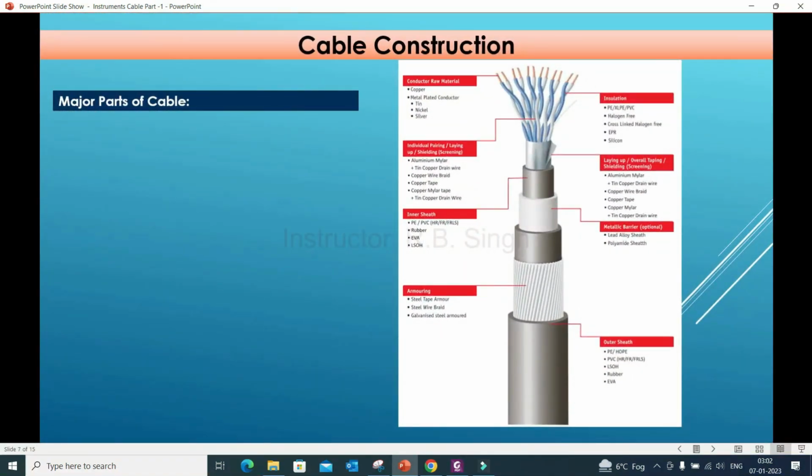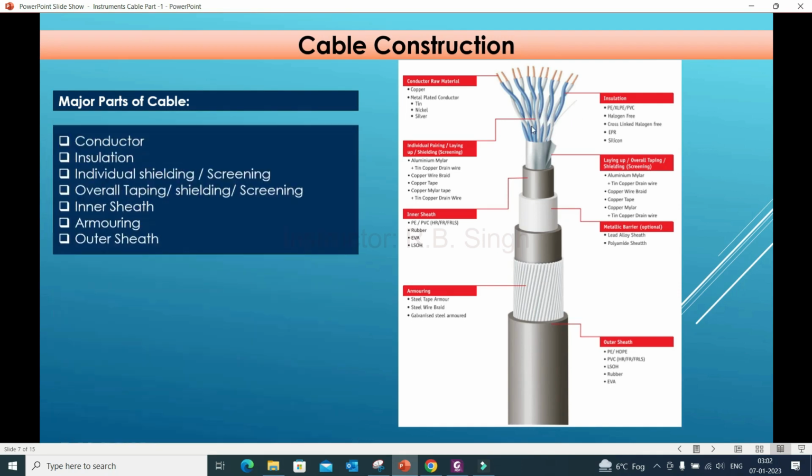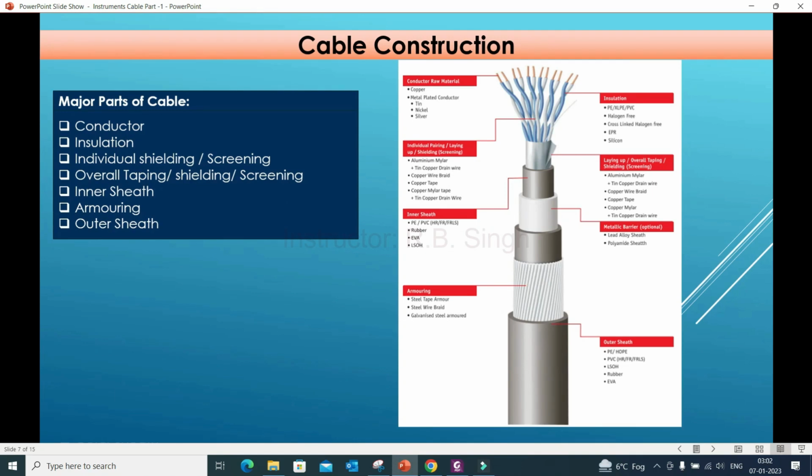Cable constructions. This is a very important part of cables because this section provides all the information about the cable construction. In this figure you can see the different parts of the cable. So what are the major parts? It's the conductor, then insulation, then individual shielding and screening, then overall shielding and screening, inner sheath, armoring, and outer sheath. These are the major parts of the cable.